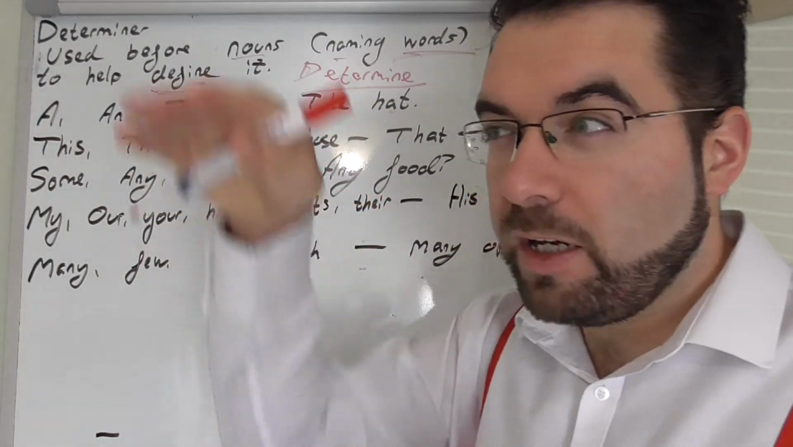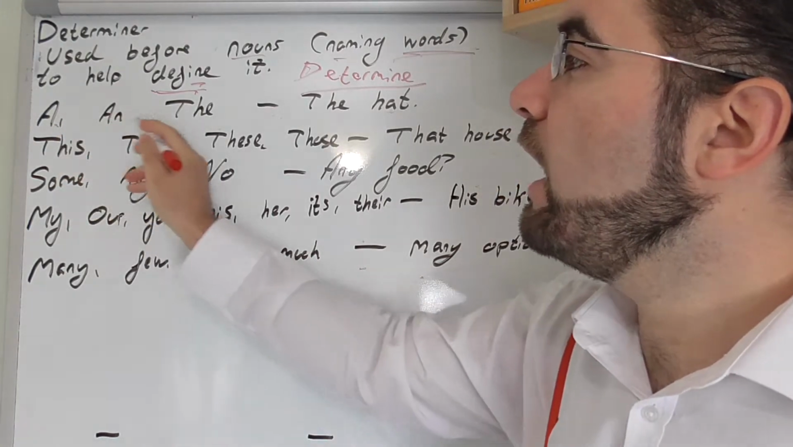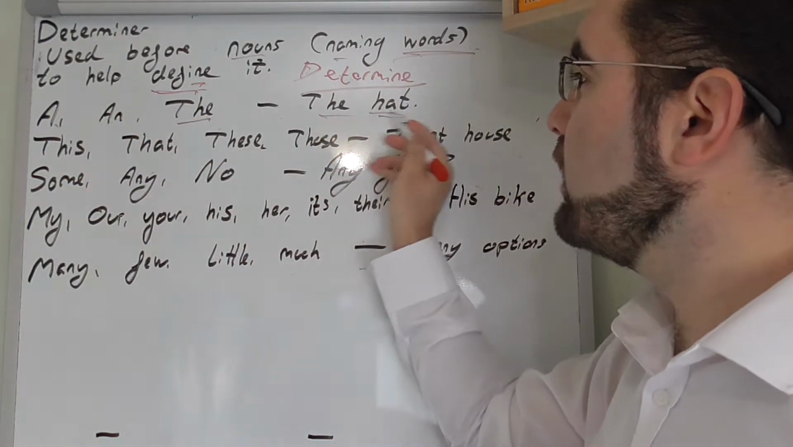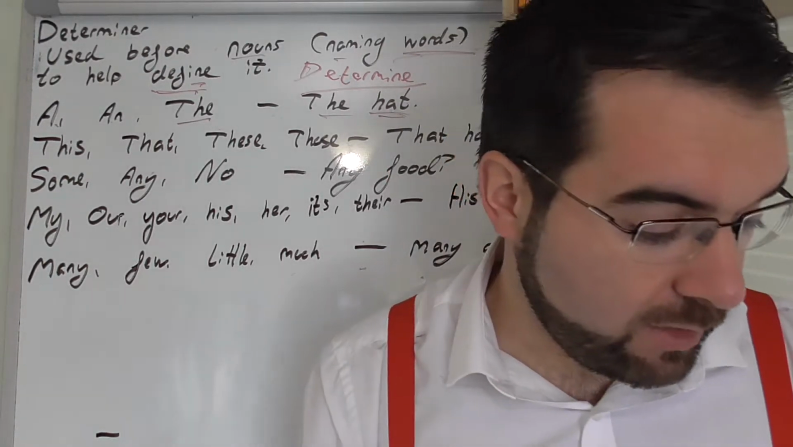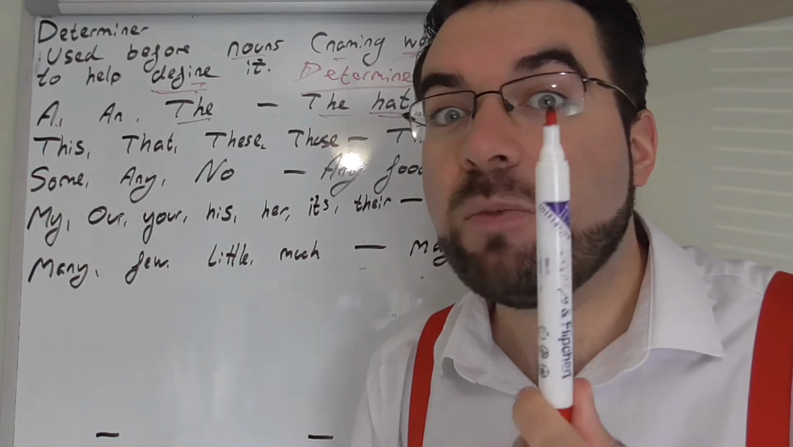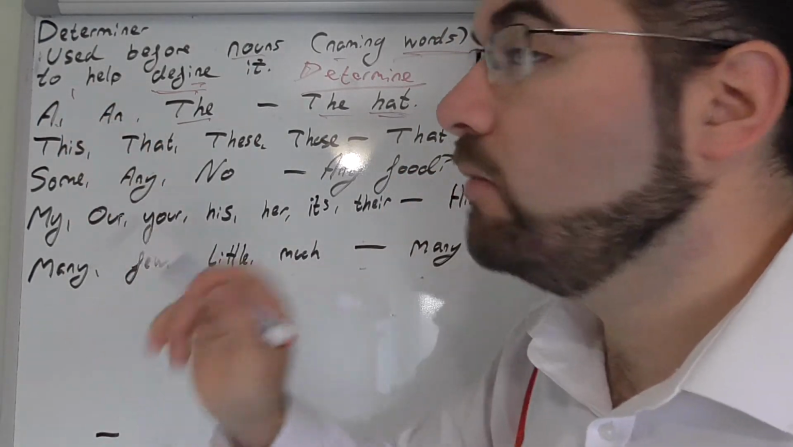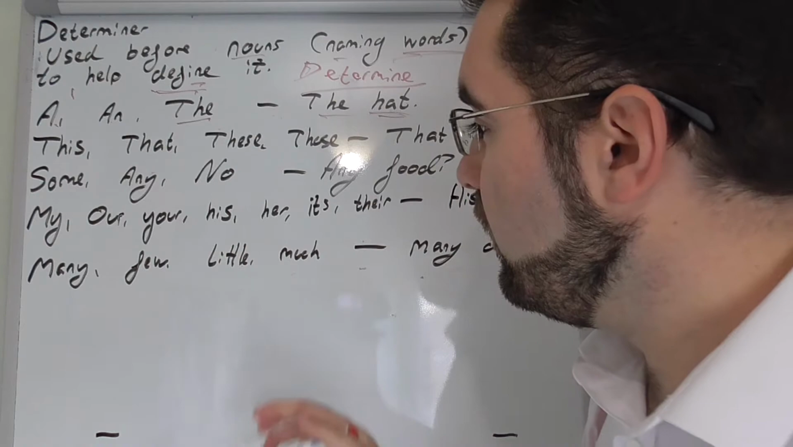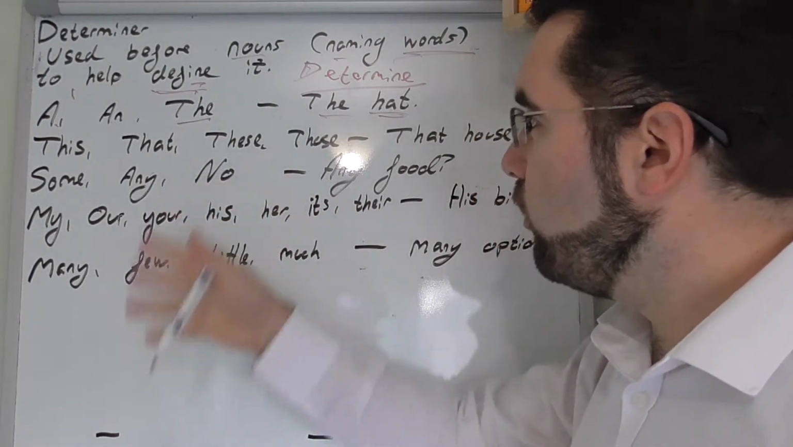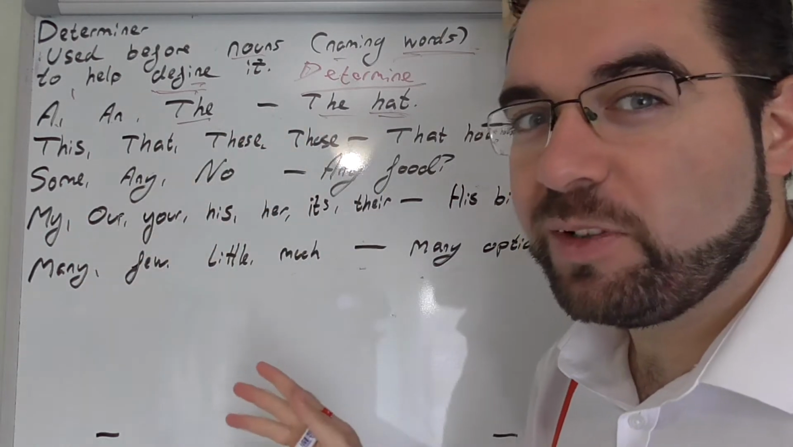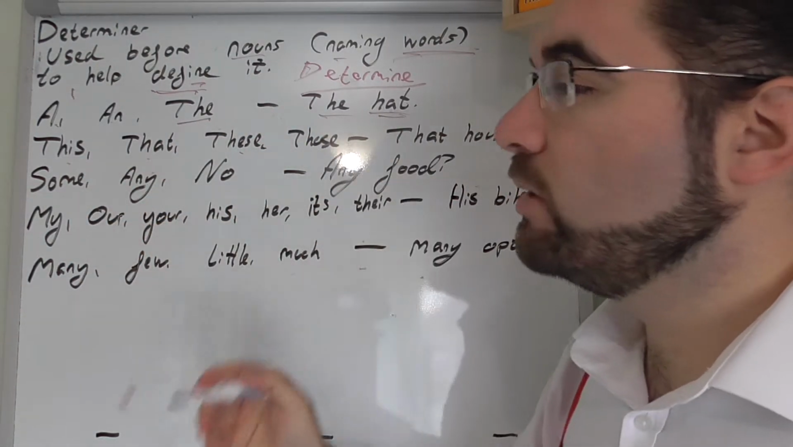Determine which one, how many, where, things like that. So, a and the. I have a pen, one. I have a pen. This is the whiteboard, only one. The whiteboard. This, that, these, those.